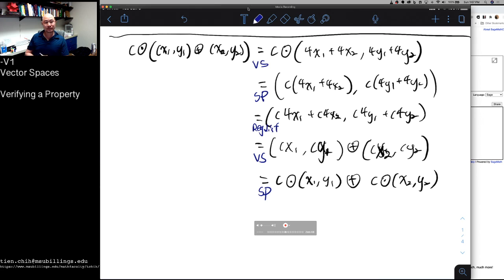So this all put together shows, using valid rules, that this strange vector sum and not so strange scalar product, when put together, still respect the distributive law of scalar multiplication over the vector sum.